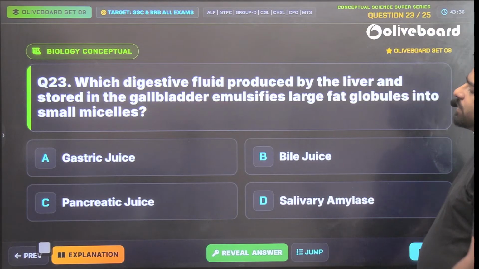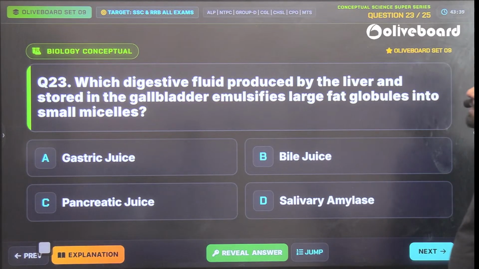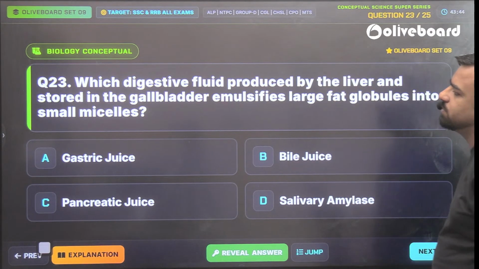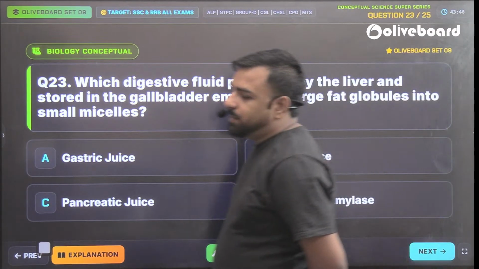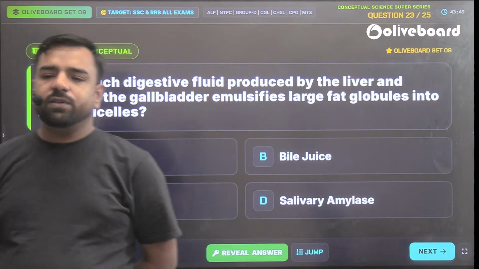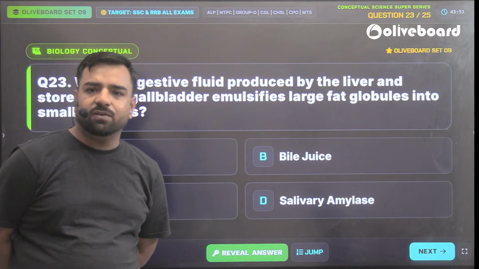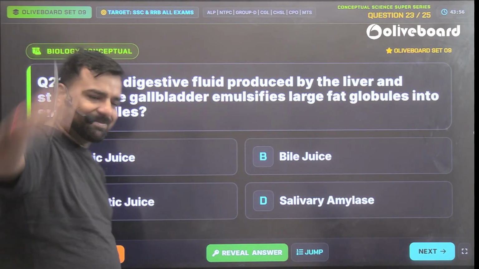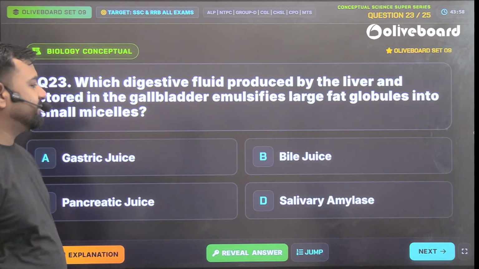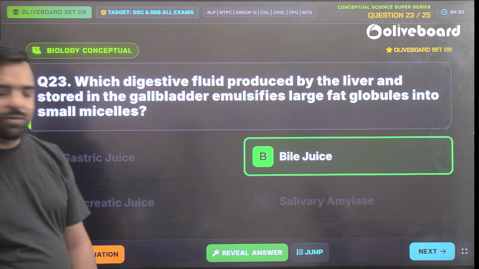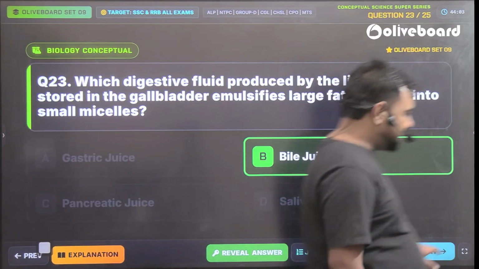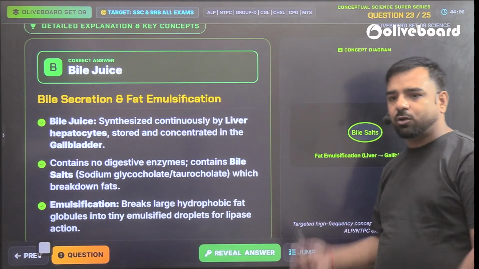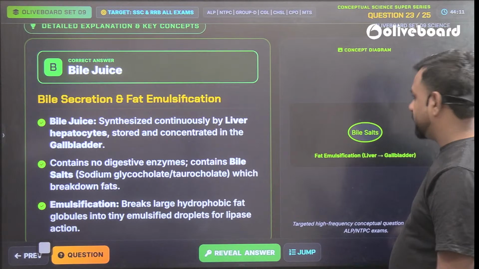Next, which digestive fluid produced by the liver and stored in the gallbladder emulsifies large fat globules into small micelles? Emulsification of the fats. So guys, we know that bile juice is secreted in the liver and stored in the gallbladder. So Utkarsh, Harry and Ashish, salute guys. Here the correct answer will be option number B, that is bile juice, right? Perfect. So that's secreted by the hepatic cells of the liver basically, right? The liver study is known as hepatology. Okay, so this is done.